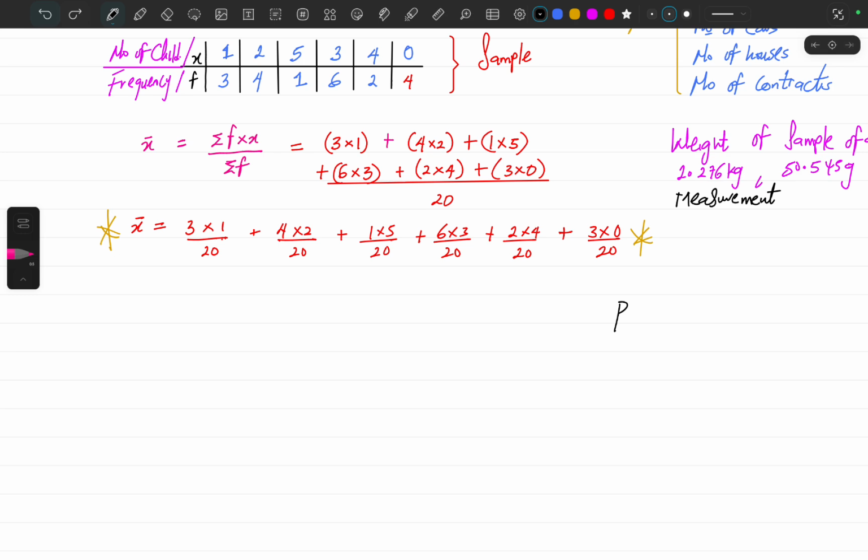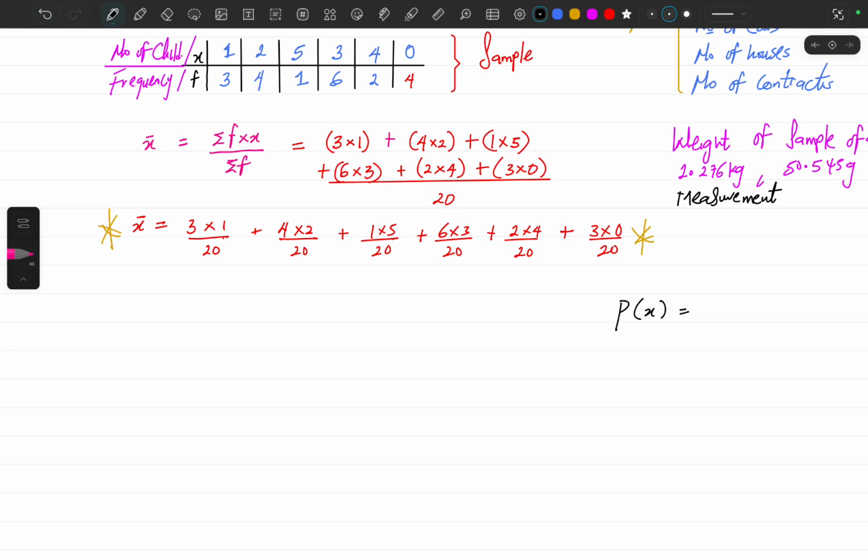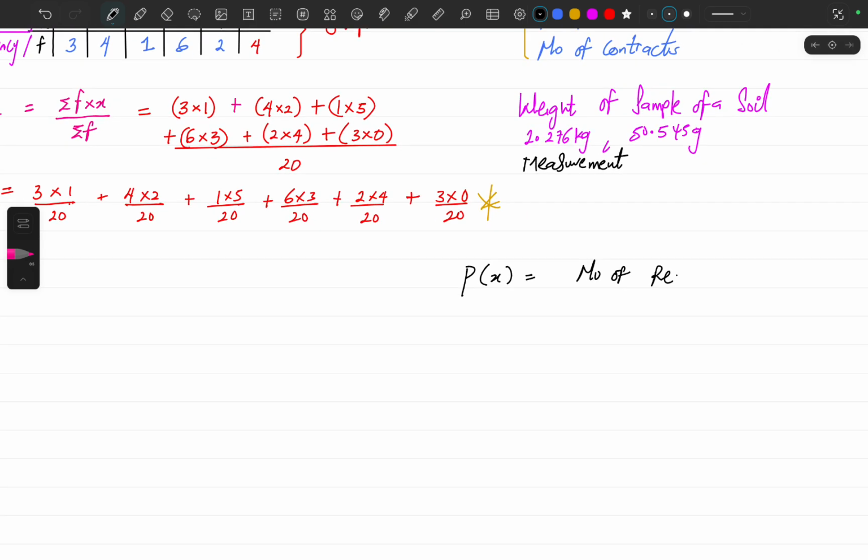The probability that something is going to happen is equal to the number of required outcome divided by the number of total outcome. Okay, this is the formula for calculating probability. The number of required outcome divided by the number of total outcome. Basic, simple. Is that good?